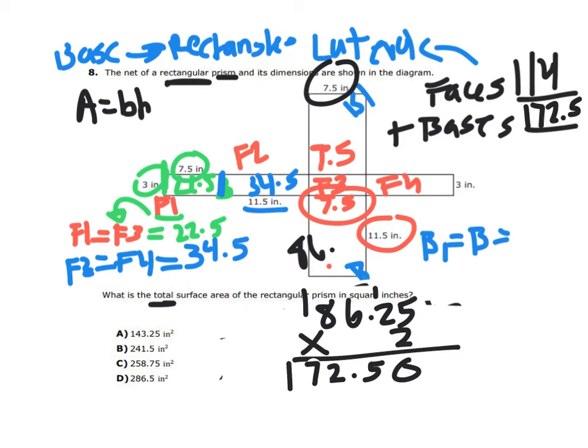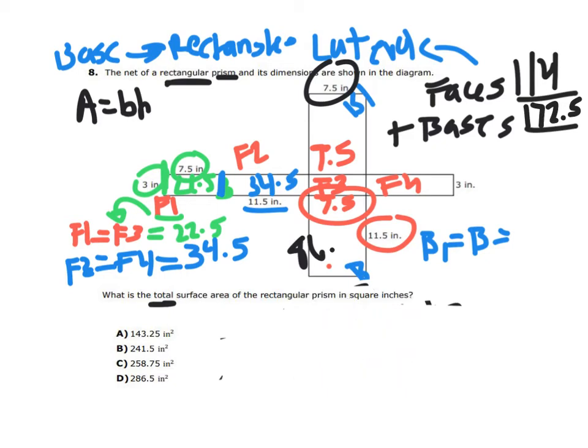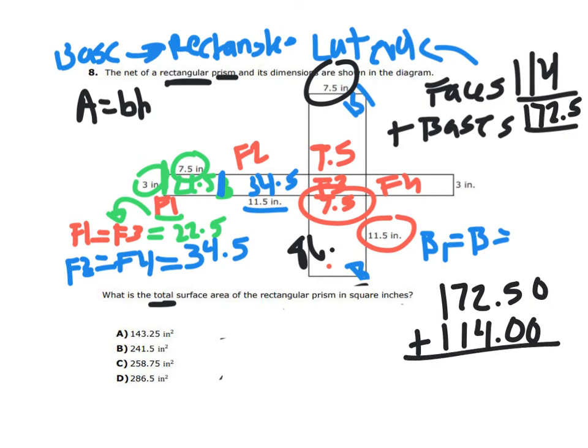Alright, now because I want to find total area, I want to add them up. Now remember, when we add or subtract decimals, it is important to line up your decimals. So let's line them up. 172.5 plus 114. A good way I remember to write my whole numbers as decimals is when I think of money. How would I write $114? 114.00. So add them up. Bring down my decimal. I get 286.5, which is D.